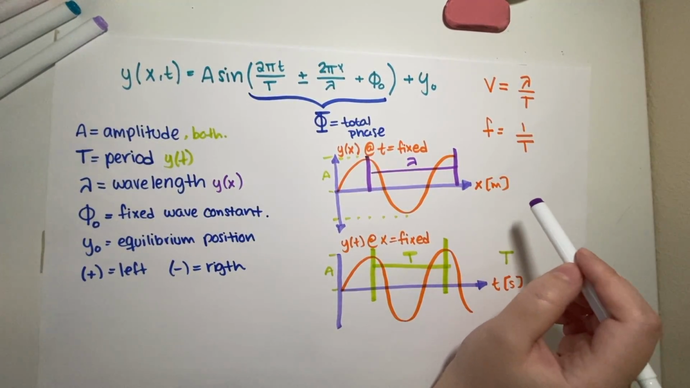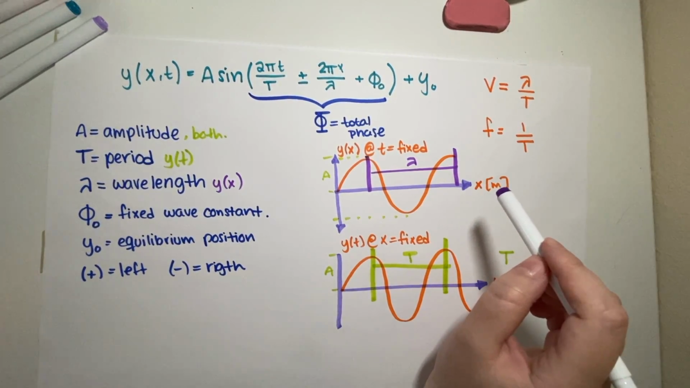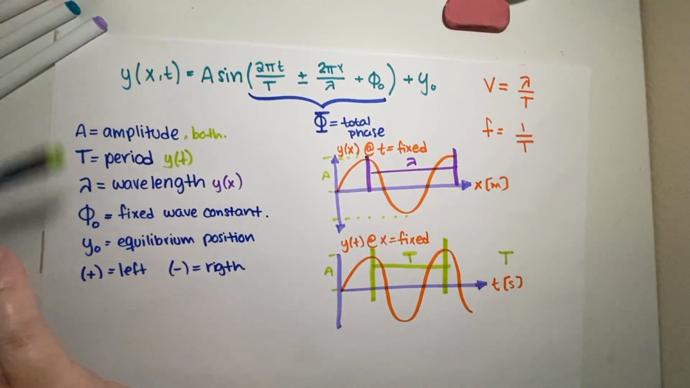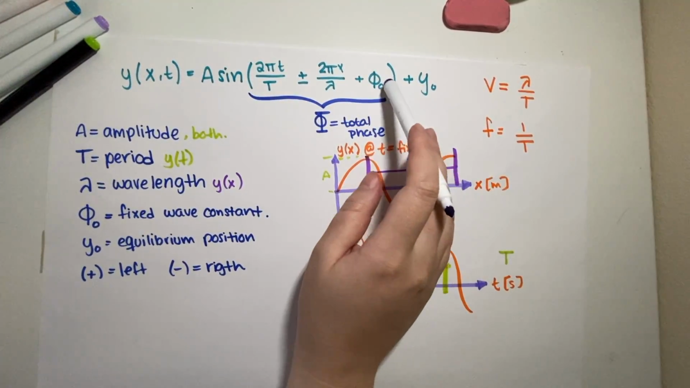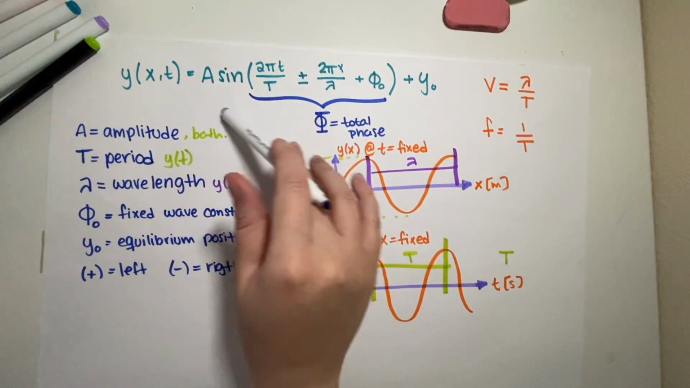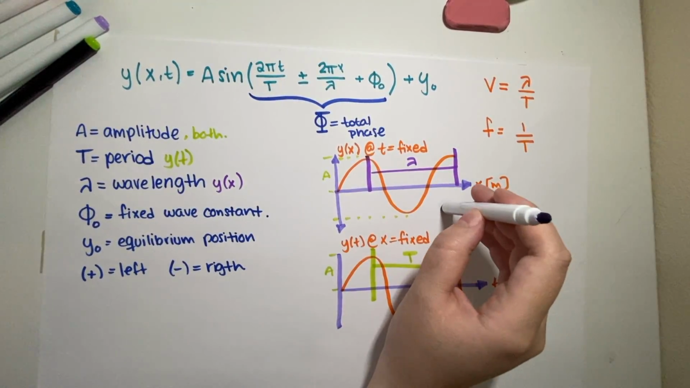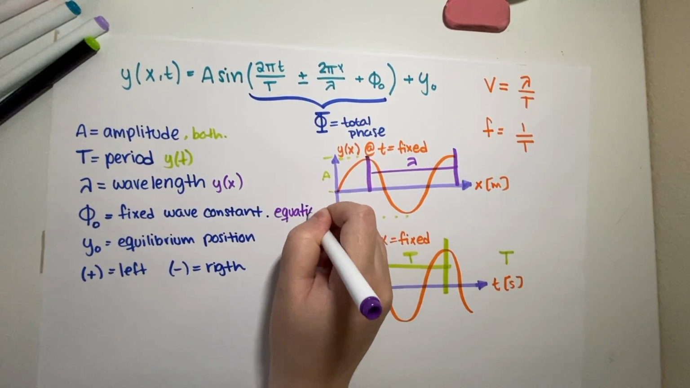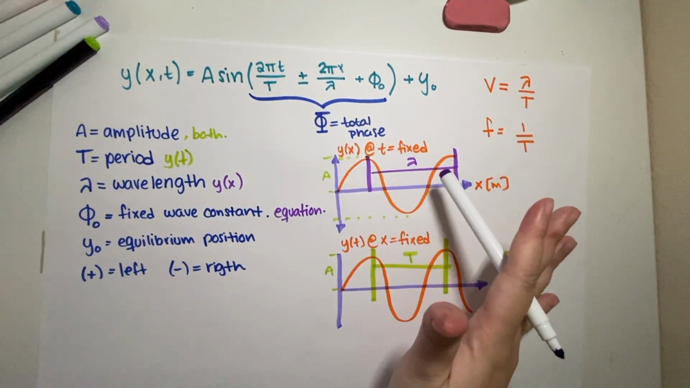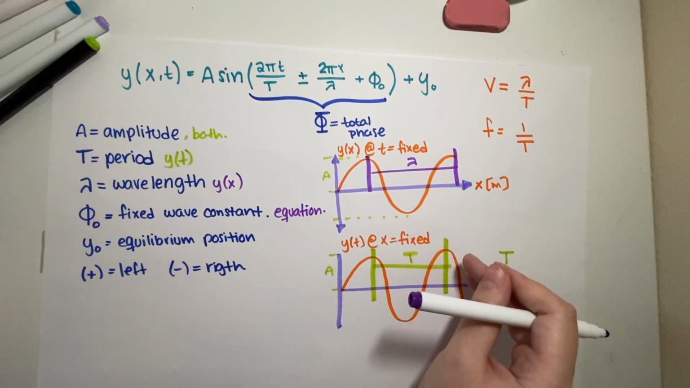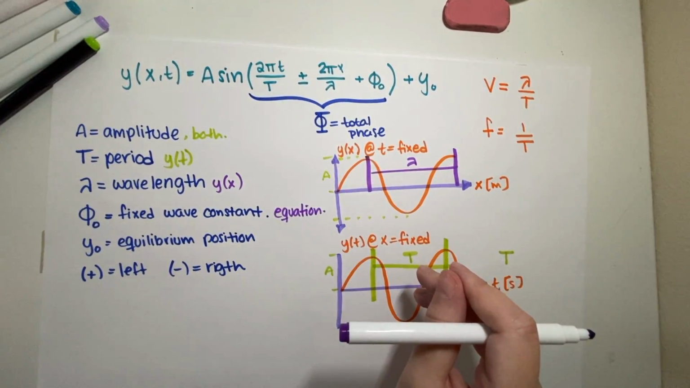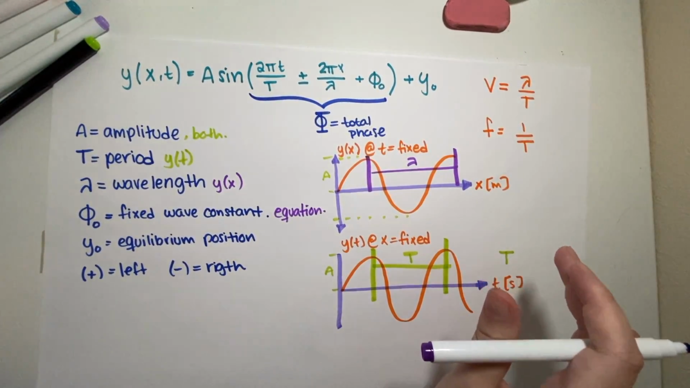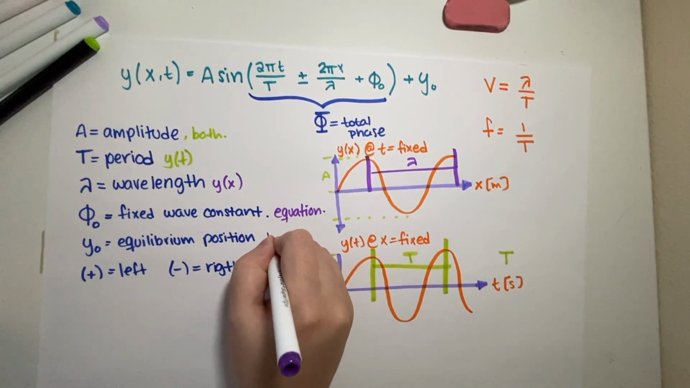The wave constant is usually the last thing you're going to get on any given problem, because you usually get it from the equation itself. If you have a very good eye, you might be able to infer it, but personally, I don't have that good of an eye, and I've been doing this for 10 years. All right, and then equilibrium position, you can get from both.